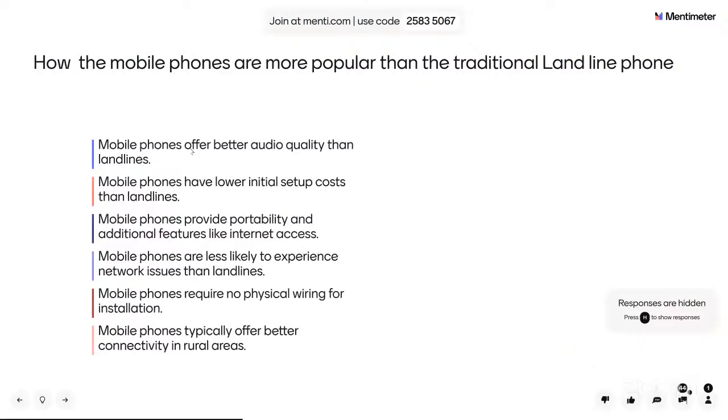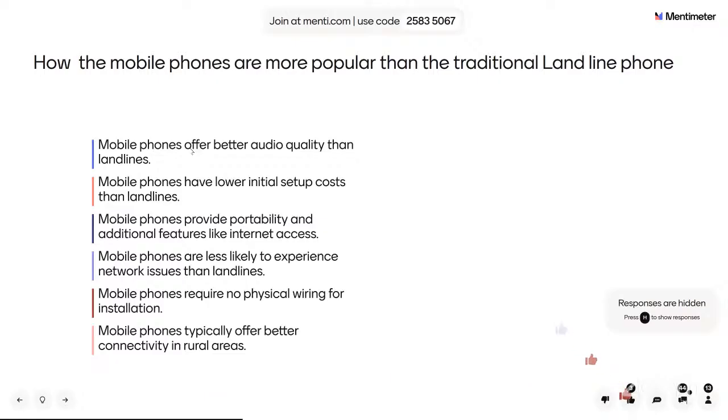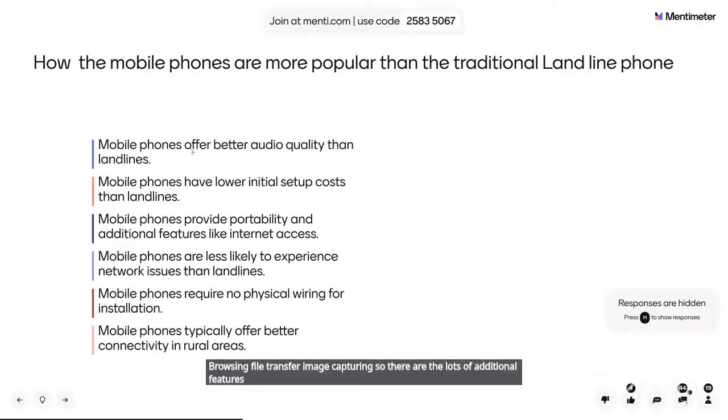Second, the only requirement for a mobile phone is that you have to purchase it. There is no particular setup required, no wiring required. Third, portability and additional features like SMS sending, internet accessibility, browsing, file transfer, image capturing. There are lots of additional features available with mobile phones that are not available with a traditional landline phone.